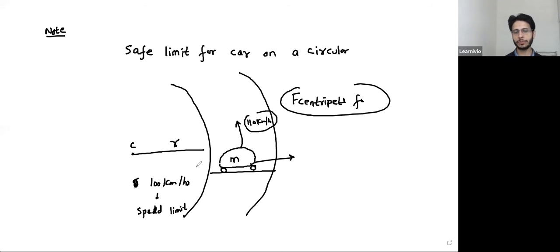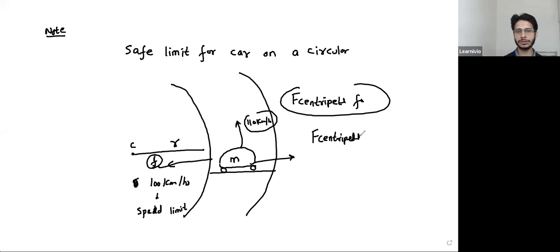Something should be providing that centripetal force, and that force is basically friction. Friction is providing the centripetal force. How friction provides centripetal force, we will see in the next section. But see, friction is providing centripetal force. So what do you think?